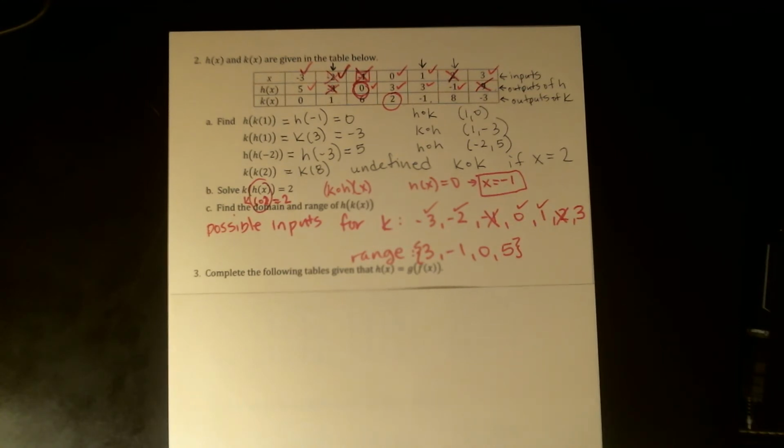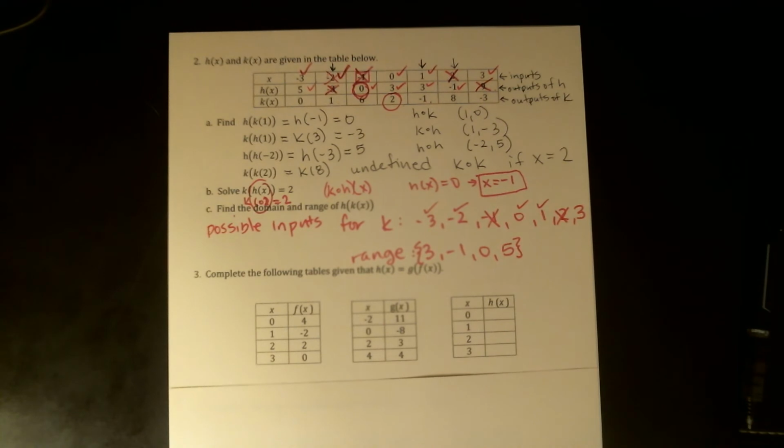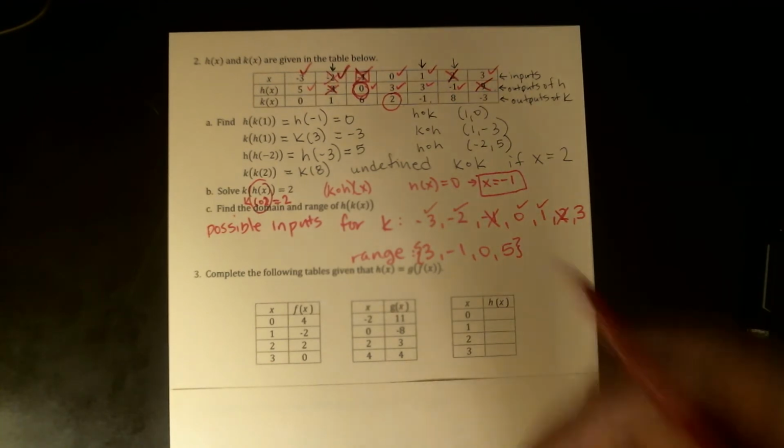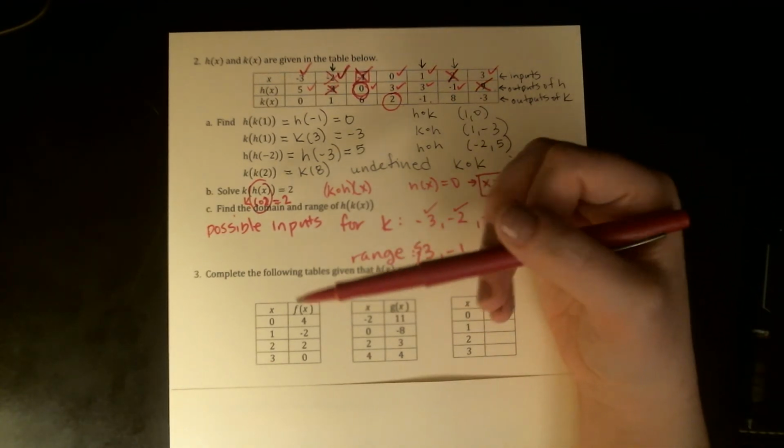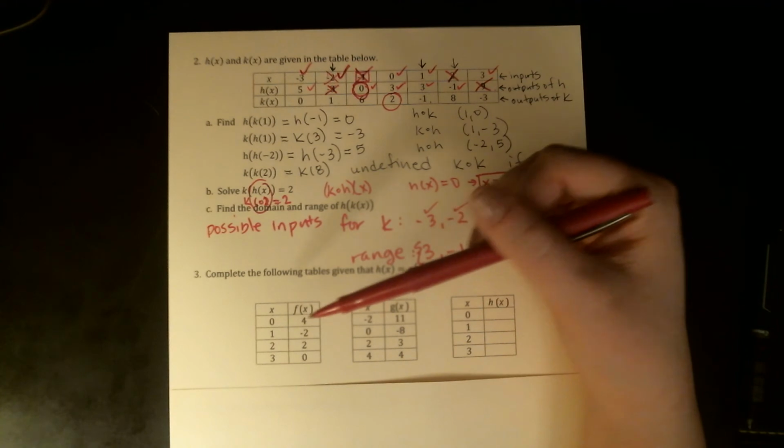Okay. I've got a couple more table problems, and I want to do one, and then my advice would be to pause and try the other one. So the first one's the easier one, but just so that you understand how to read this, I'm going to walk you through. I have 2 different functions represented by tables again.